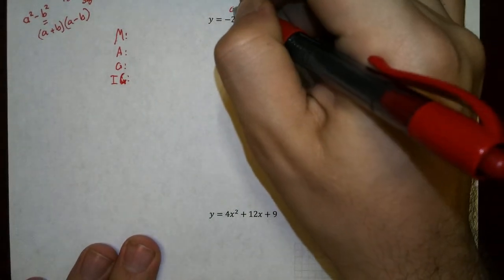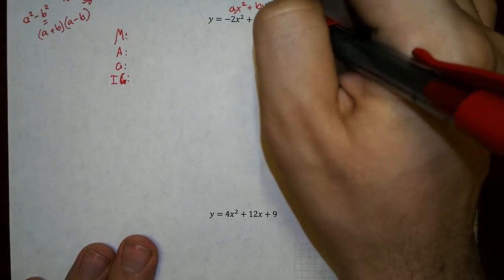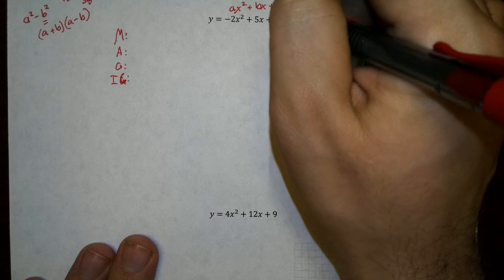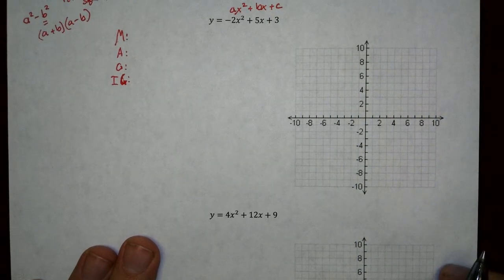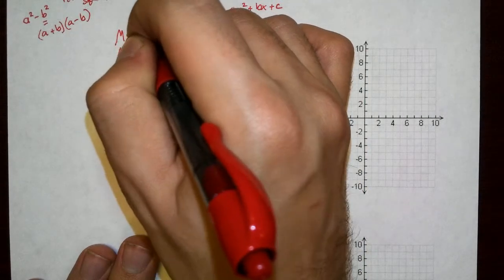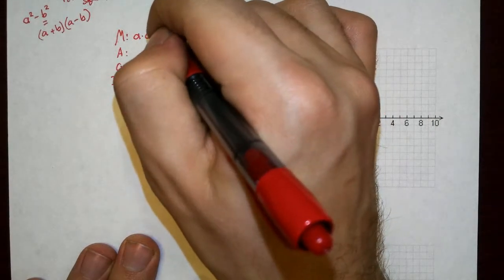Right? So just to remind myself, I'm going to write my standard form above my equation over here, so I know what's my A, what's my B, and what's my C. Now I want to multiply. What do I want to multiply? A times C. I want to multiply A times C. That's the first step.